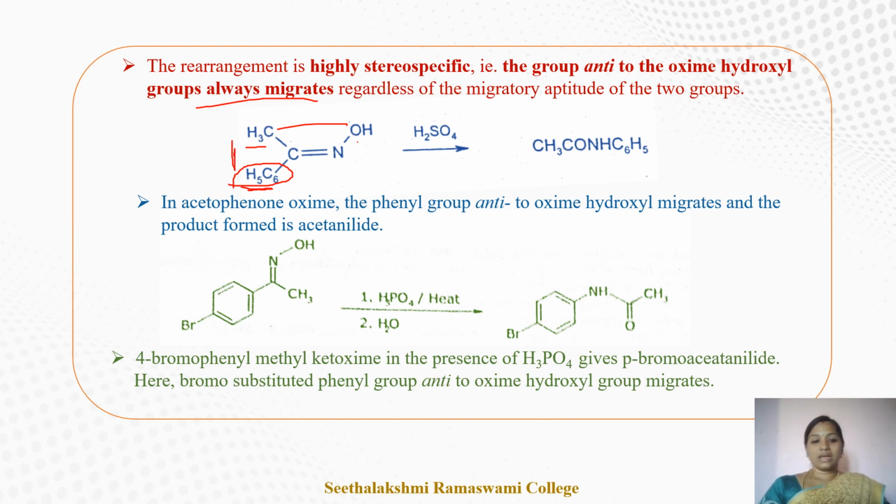So this is an acetophenone oxime. The phenyl group anti to this oxime hydroxyl migrates and the product acetanilide is formed. Another example is 4-bromophenyl methyl ketoxime. So this, in the presence of H3PO4, gives para-bromoacetanilide. So here the bromo substituted phenyl group that is anti to this hydroxyl group will migrate and it leads to the corresponding product.